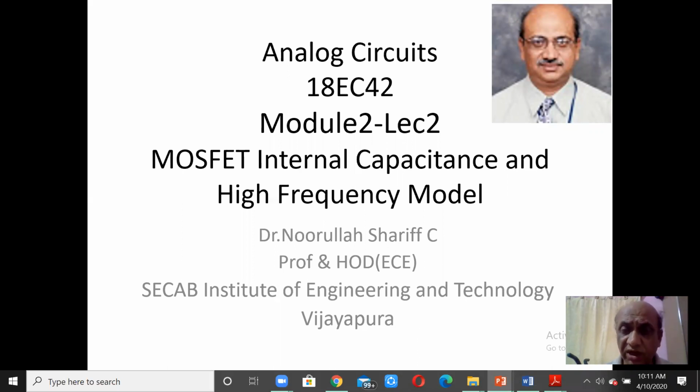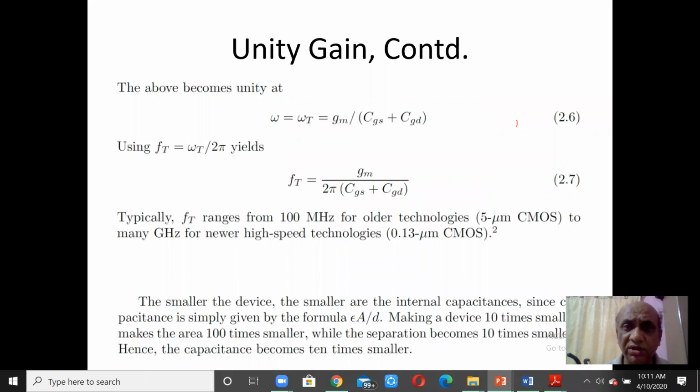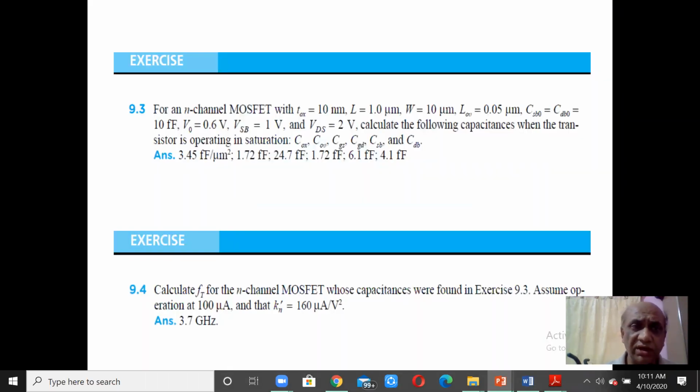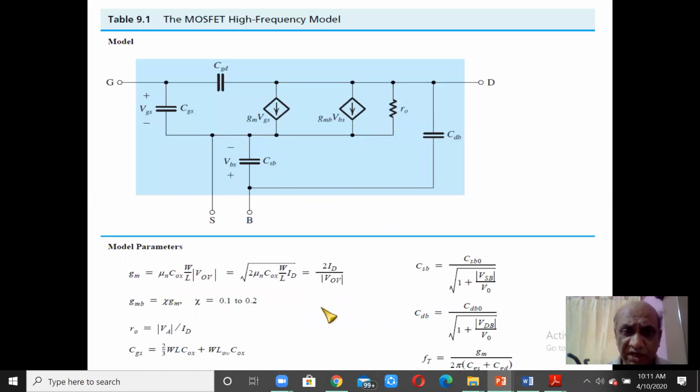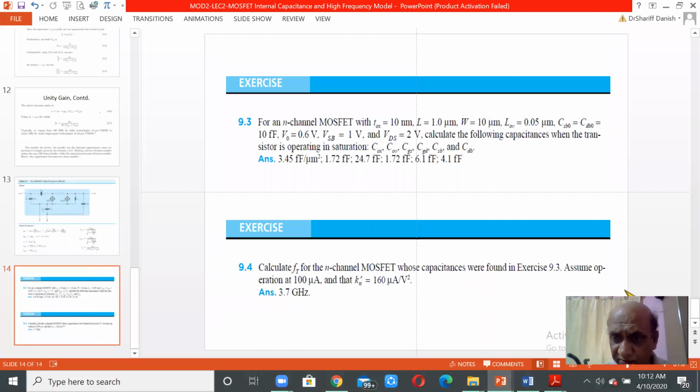This is what we have studied in the last two videos, and we'll be taking up the exercises in this video. We have considered two examples, 9.3 and 9.4. For this, we need to use the formulas written here and solve them. Basically, we need to find the capacitances and then gm, and once we have found the capacitances and gm, we can find the value of fT also. So, going to the two problems.